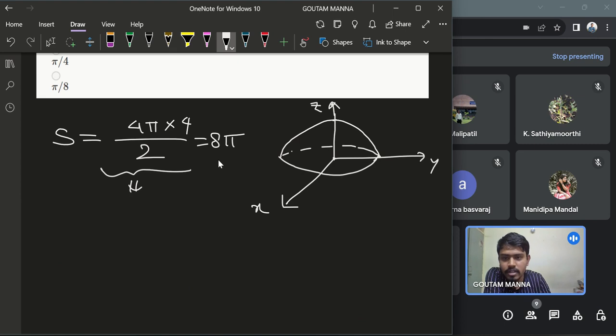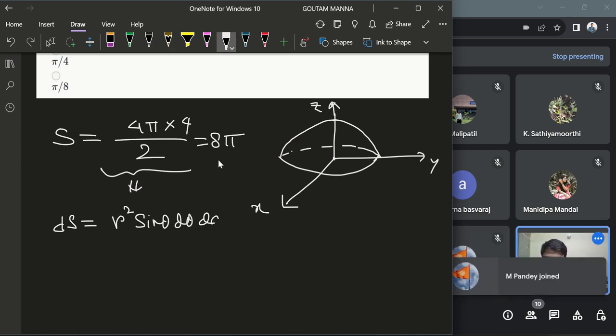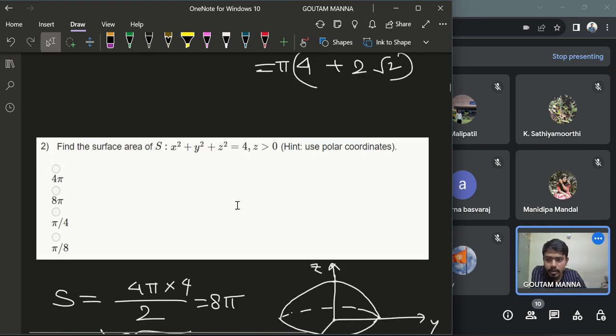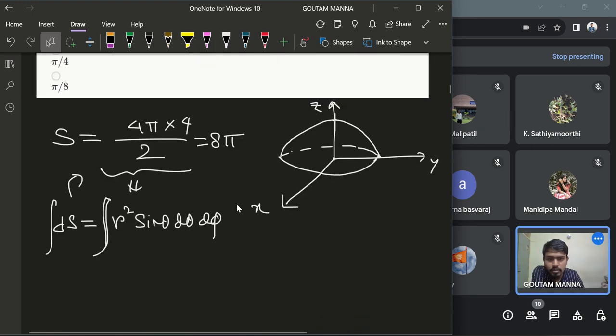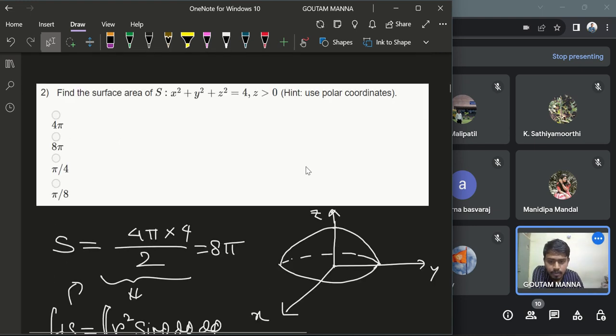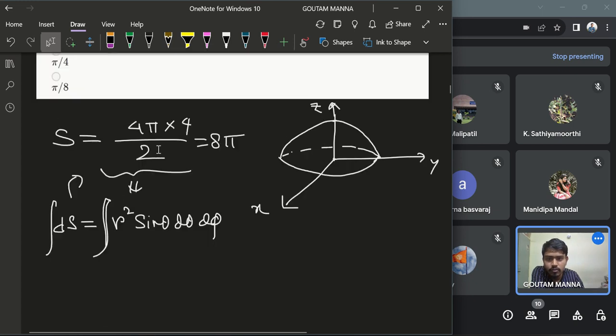This integration is done by taking the surface element ds on the sphere, that will be r square sine theta d theta d phi. And if you integrate this whole thing by putting the proper limits, then you will get this surface area. But this integration is done on this curved surface. If one wants to do an integration in this plane instead, then how will this integration transform?